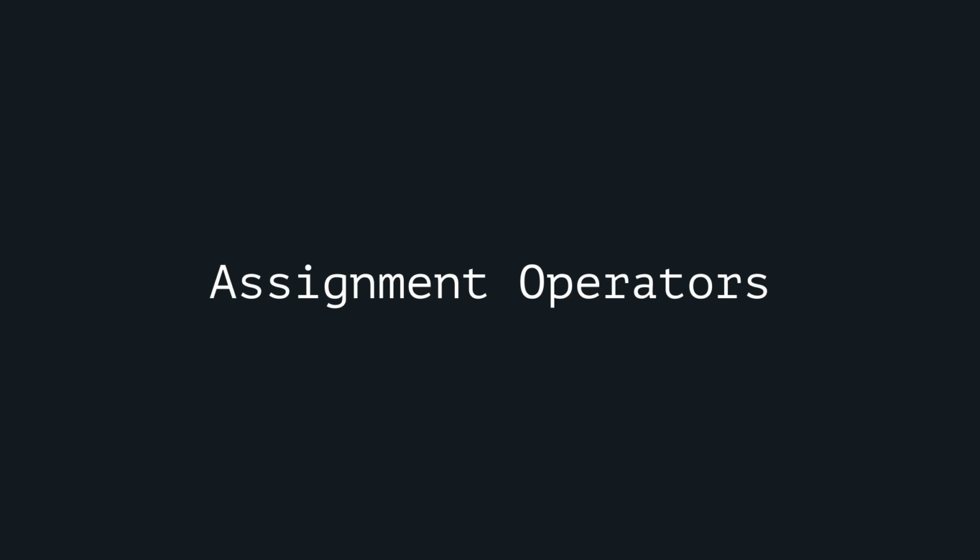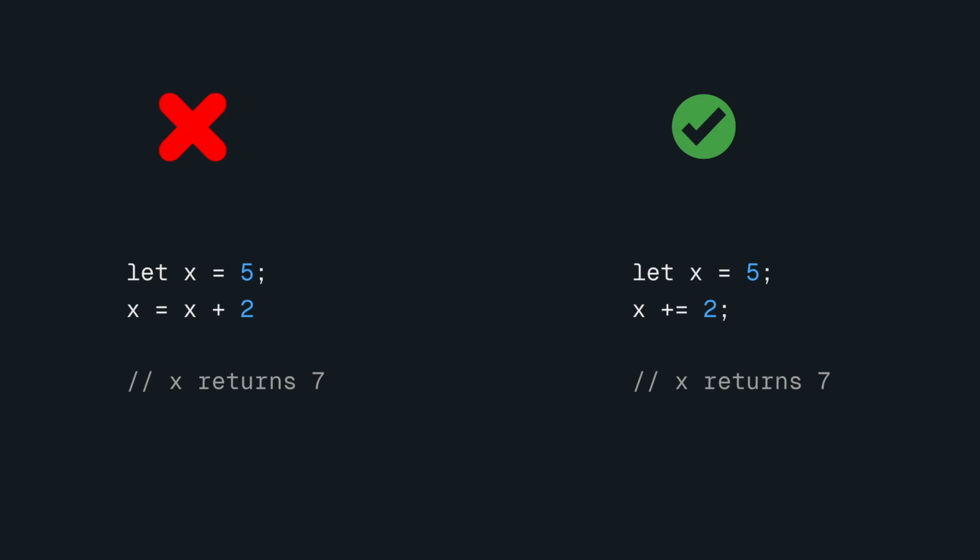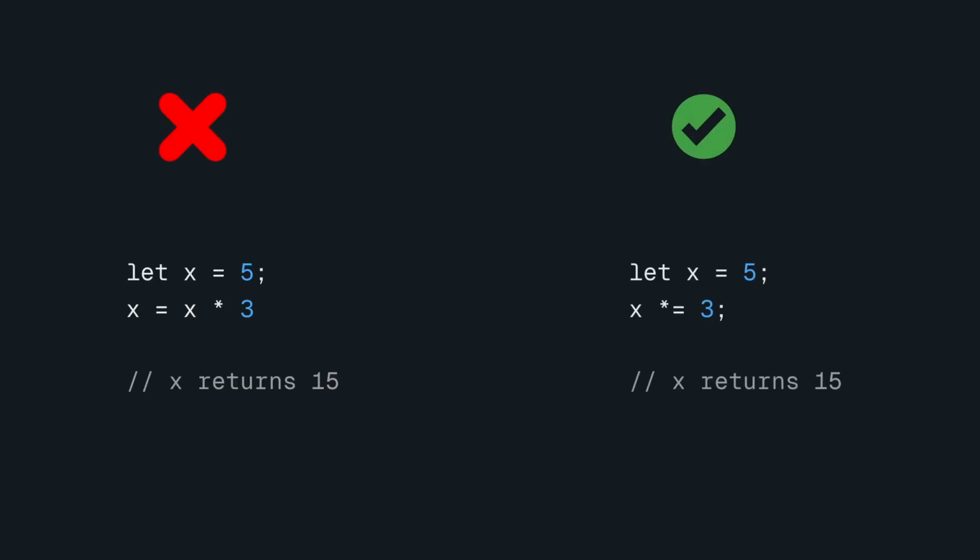Assignment operators let you update variables without writing the full expression. Instead of writing x = x + 2, we just use x += 2. It's shorter and clearer. Same idea, x *= 3 multiplies x by 3 and assigns it back.